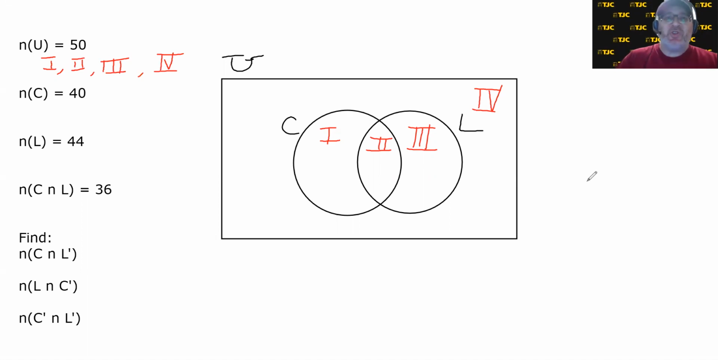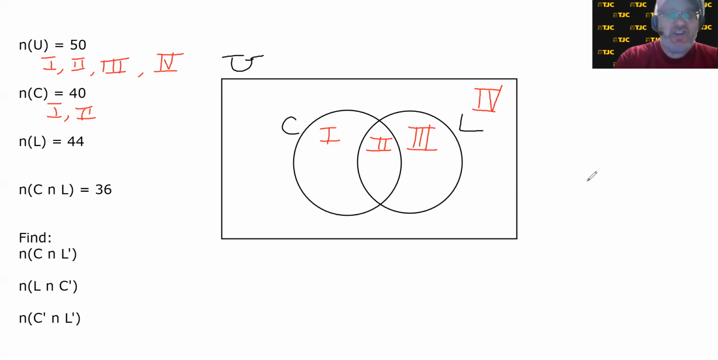Which regions represent circle C? Regions 1 and 2. So what does that mean about that 40? Can we put it here? No, because we would have to add it to the number there. Can we put it here? No, because we would have to add it to the number there to get the cardinality for C. That 40 has to be split up into 2 numbers that represent regions 1 and 2, but we don't know what those numbers are yet.